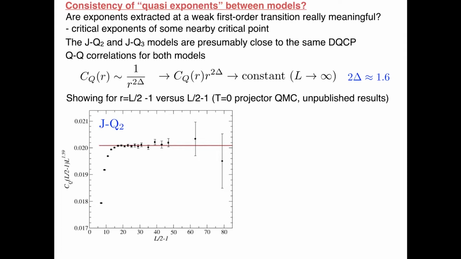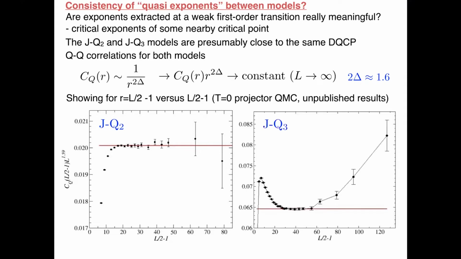Now the best exponent for 2 delta is 1.59, which is also compatible with the previous one. But here, as a function of half the system size, you see initially there are some corrections, but then this becomes very flat, and then the error bars unfortunately become big. But you see it's very flat. Okay, so how about the JQ3 model? And by the way, this is again a scaling correction, which seems to decay very quickly in this correlator.